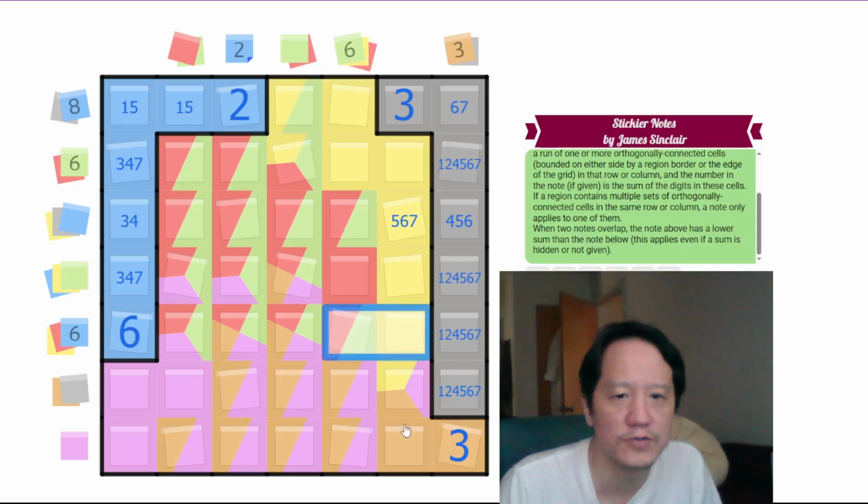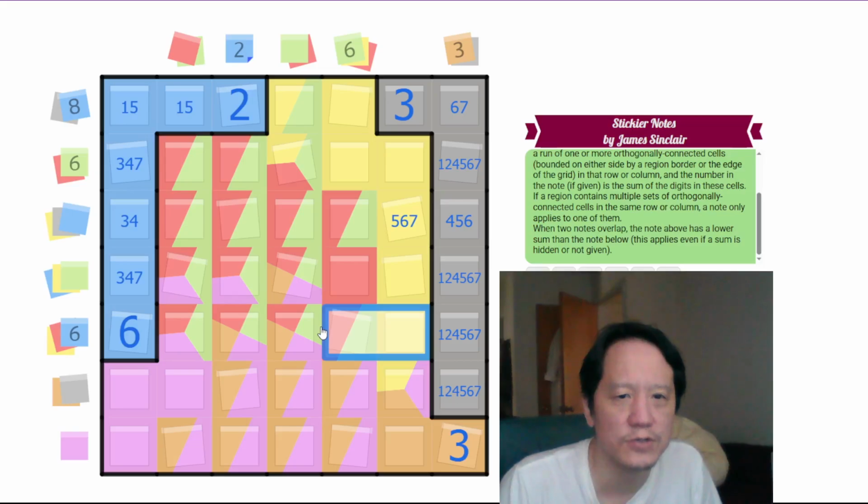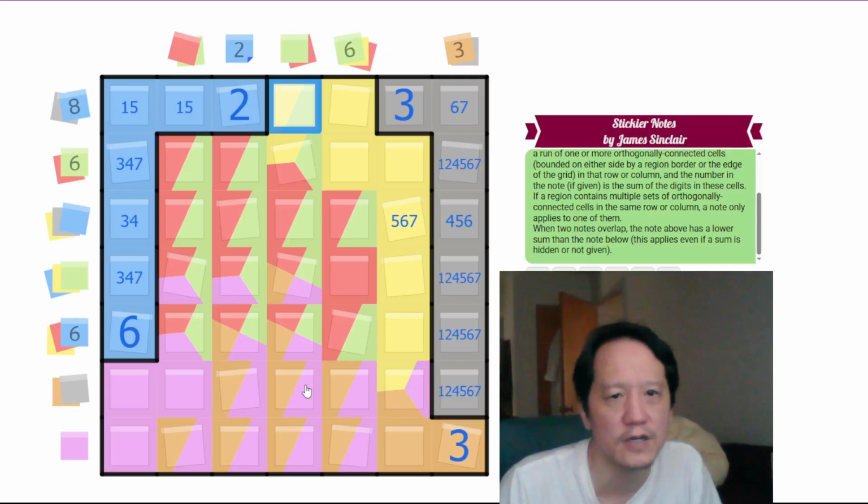Oh, yellow has to have 2 here, so this cannot... Ooh. That's a problem. So how does that work? Yellow has to have 2 here. Red has to have 2 here. I guess green could be here. But then that makes that yellow, right?